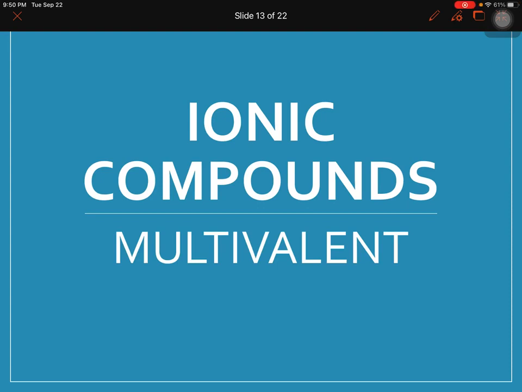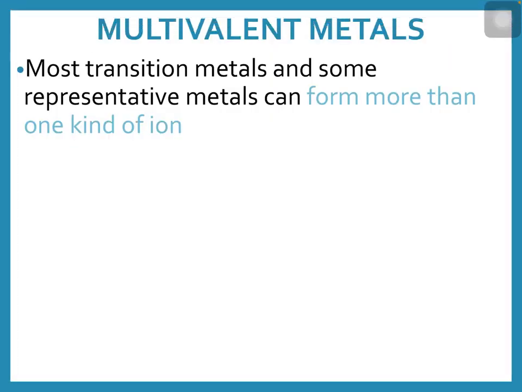In this lesson, we're going to take a look at multivalent ionic compounds, what they are, how to name them, and how to write their formula. So multivalent metals, most of the transition metals, that middle chunk in the periodic table, the metals that we think of when we think of metals, so things like iron and copper and zinc and nickel. Many of those can form more than one type of ion, so they have more than one option for how many valence electrons they have, which means they have a different number of electrons that they can lose.